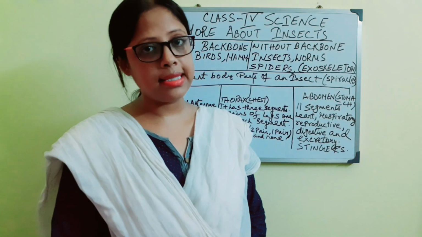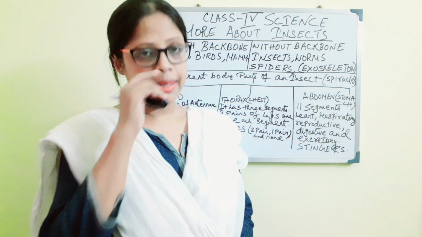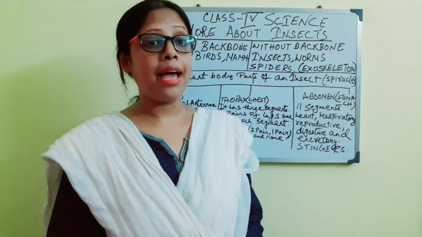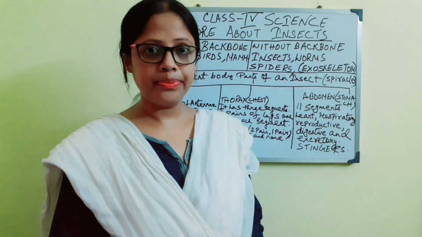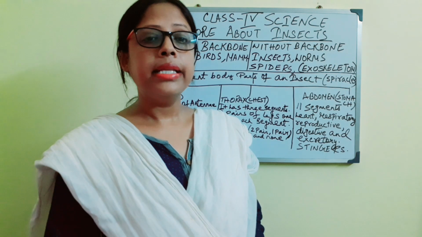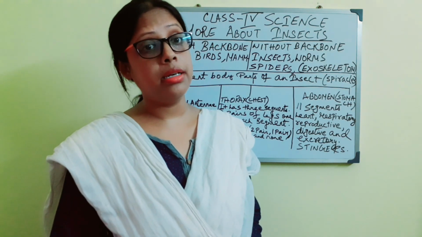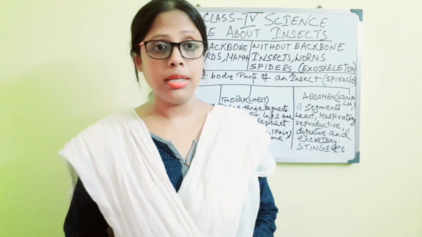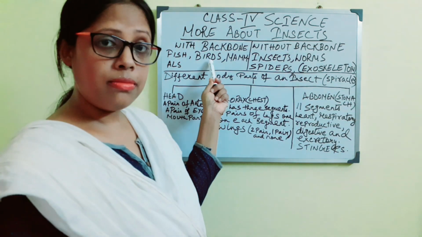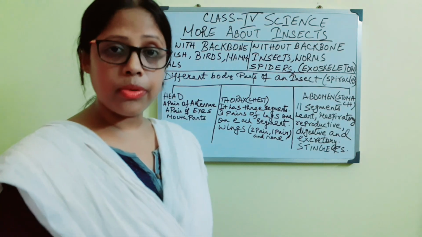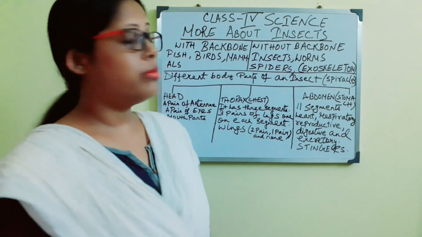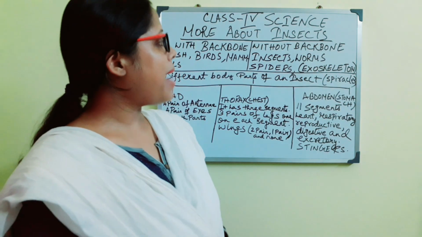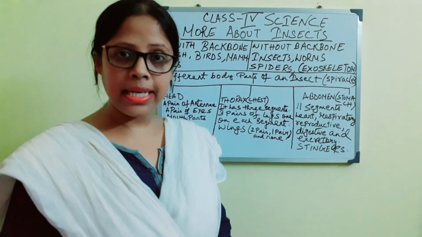Today I'm going to teach you the lesson more about insects. Now, we have seen different types of insects. We know there are different types of animals in the animal kingdom. Each of these animals differs from the others in shape, size, color, and habitat. These animals also differ in that some have a backbone while some are without a backbone. Animals with a backbone are like fish, birds, and mammals, and animals without a backbone are insects, worms, and spiders.